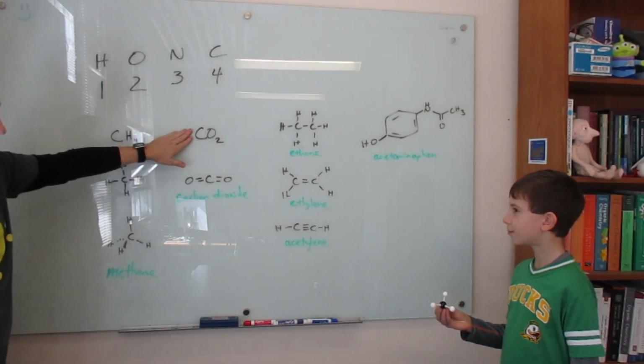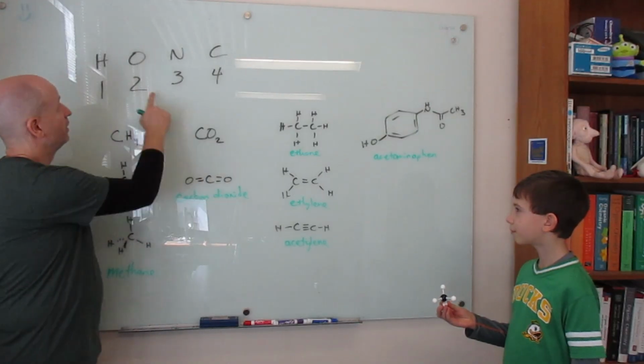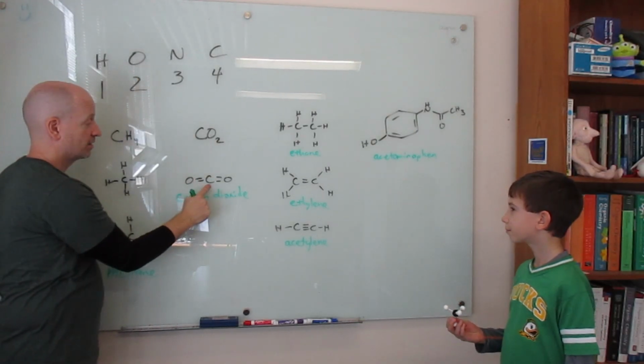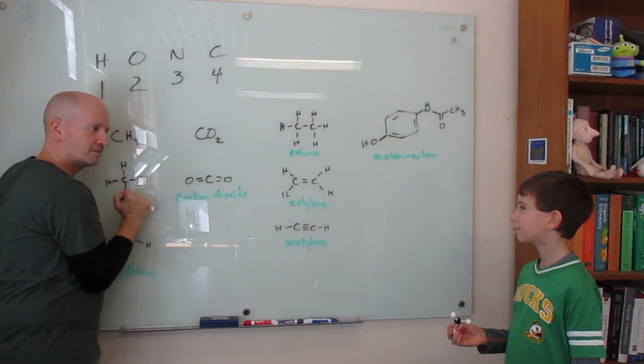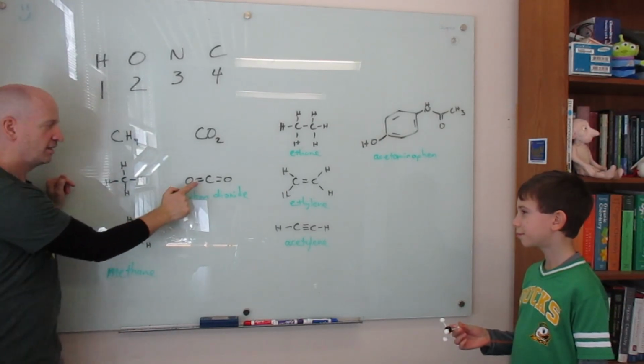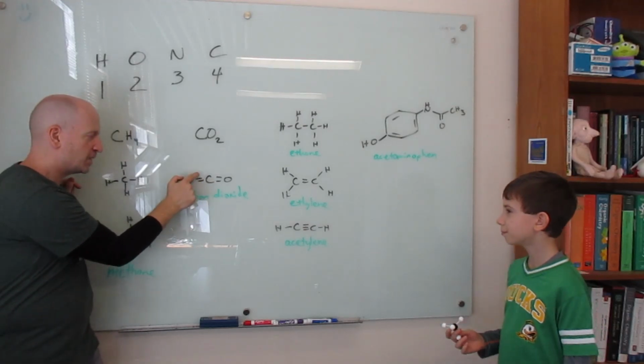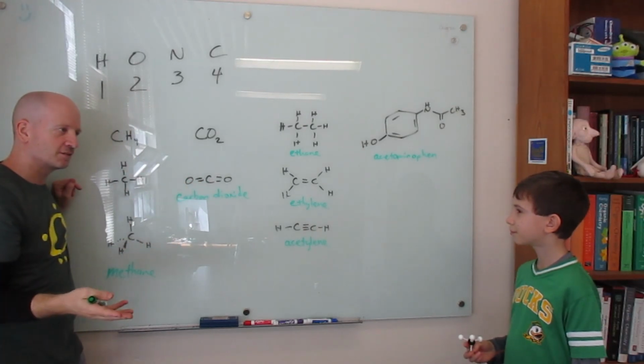Carbon dioxide is another example of an organic molecule. Oxygen forms 2 bonds, carbon 4, and so you can have what are called double bonds. Okay, so here we have single bonds, here we have double bonds. Each bond represents a different pair of electrons.